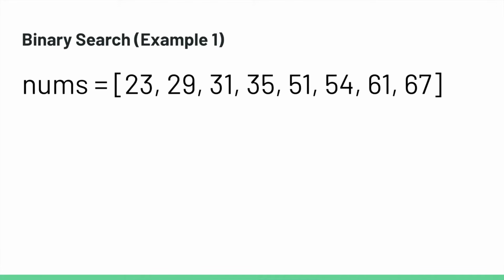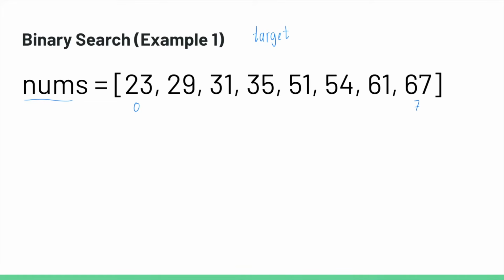Okay, now let's talk about the binary search. The objective of the binary search is the same, which is to find some target value. However, there are two important differences. First, we can only do a binary search on an array that has been sorted, either in ascending or descending order. For example, this array nums is sorted in ascending order, with the smallest number, 23, being at index 0, and the largest number, 67, being the last element in the array at index 7.